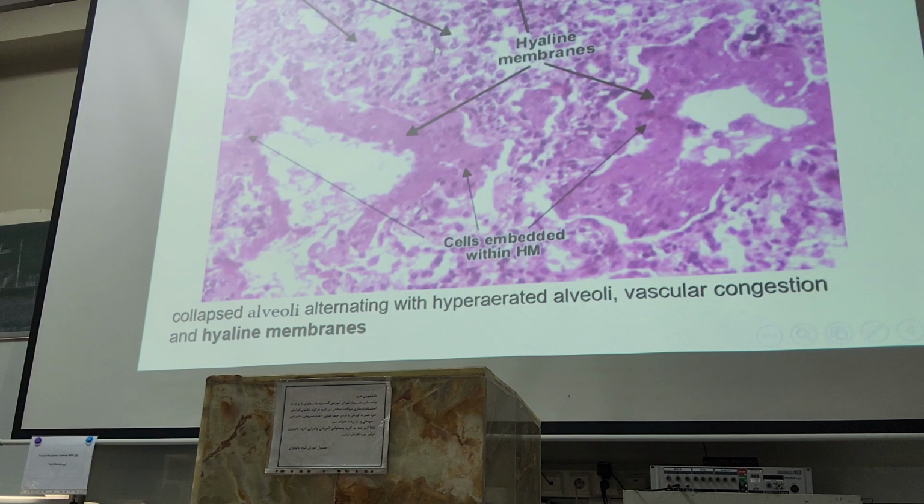And here you can see some collapsed alveoli. You cannot distinctly see alveolar space here. The alveolar septa are collapsed here. So you have some alveolar spaces in which you can see accumulation of air, and some collapsed alveolar spaces, and this is the hyaline membrane, which is the position of eosinophilic material.